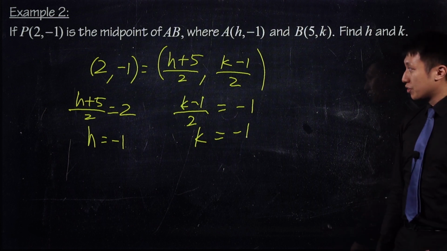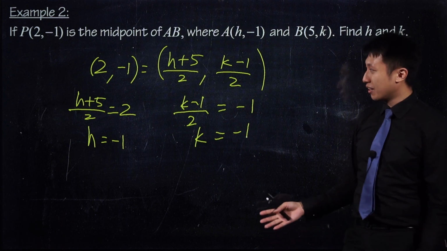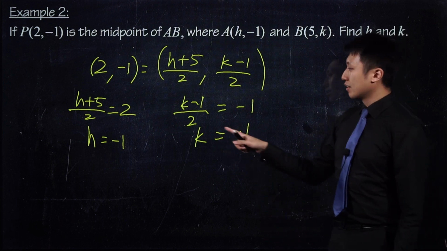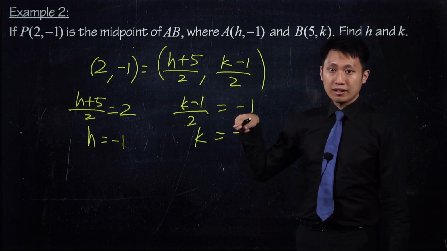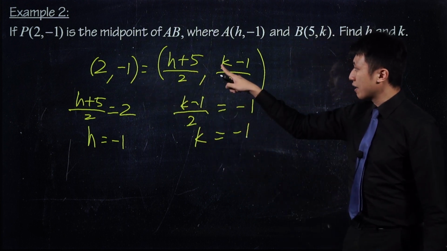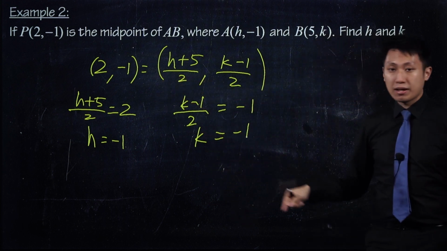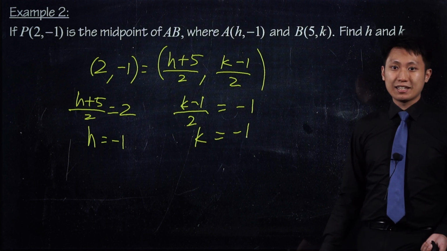What you can do is actually sub this point in and see whether it's working or not, to check your answer. So with H as -1, you sub it here, it's 4. 4 divided by 2 is 2, correct? K is -1, so -1 plus -1 is -2, divided by 2, you get -1. So -1 is exactly the answer.